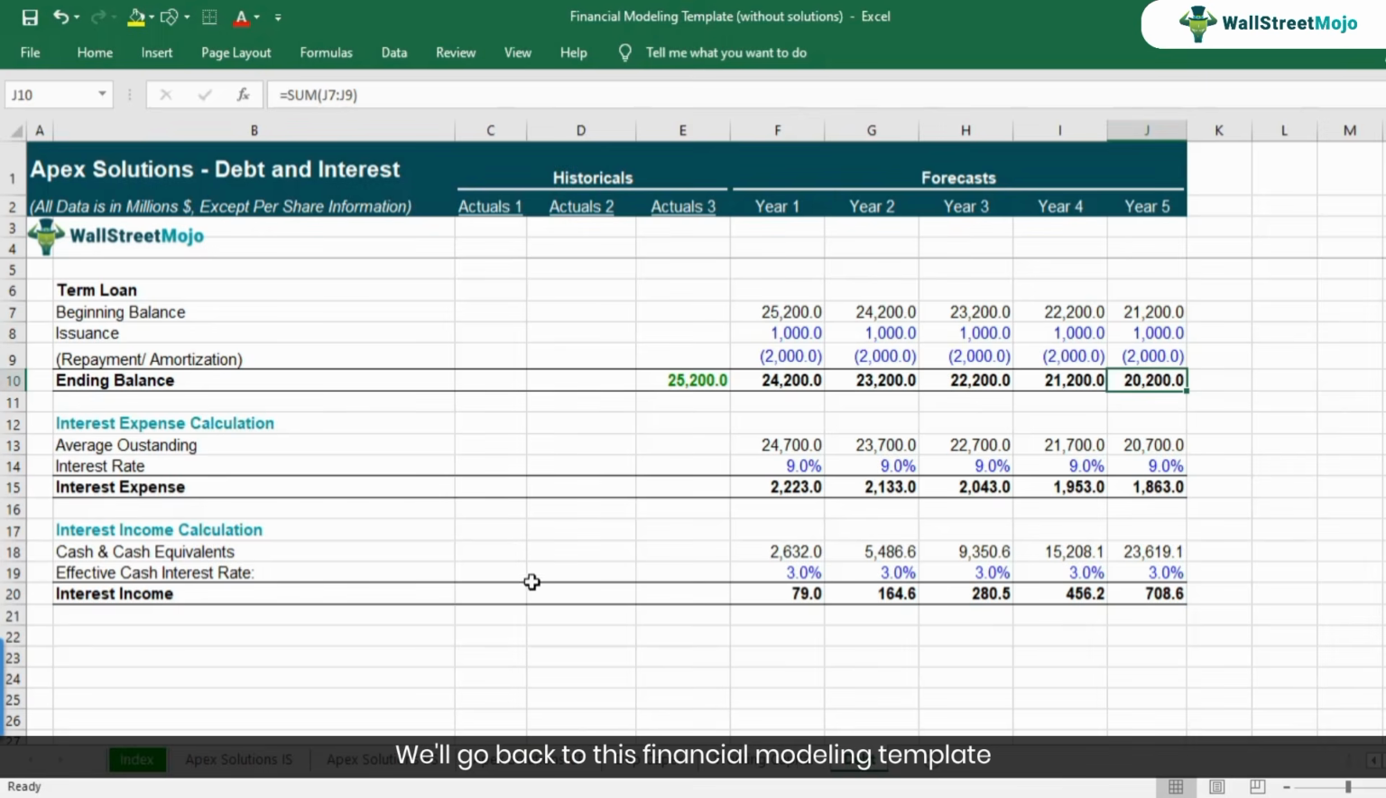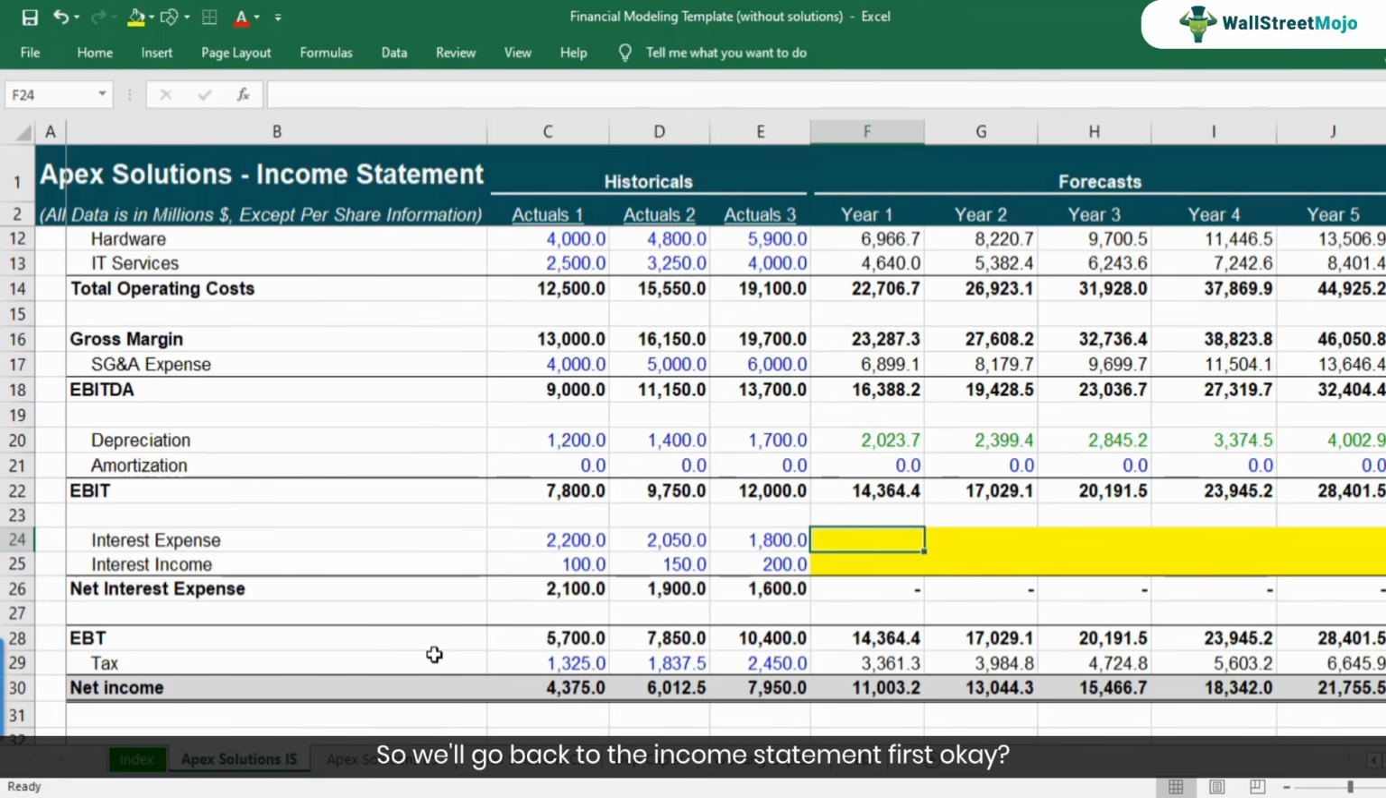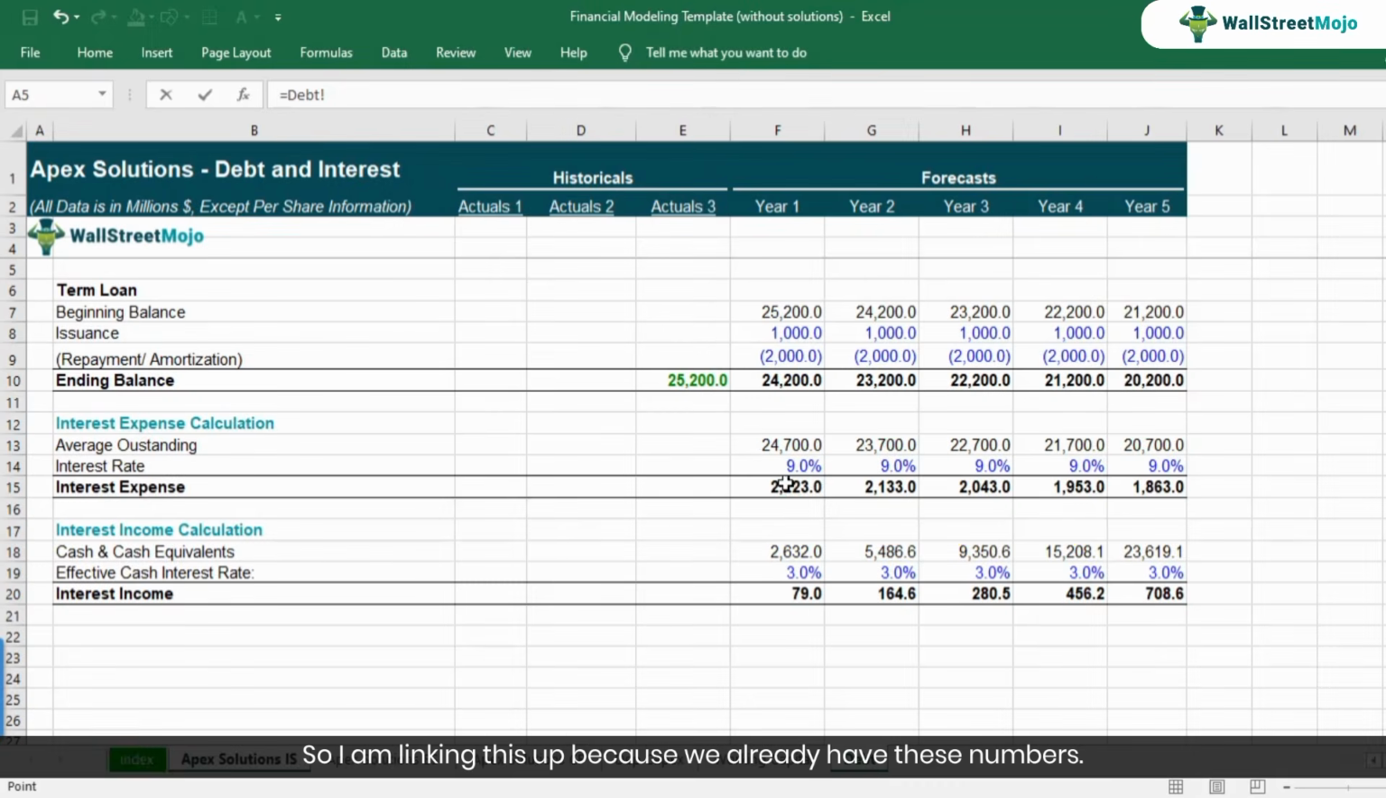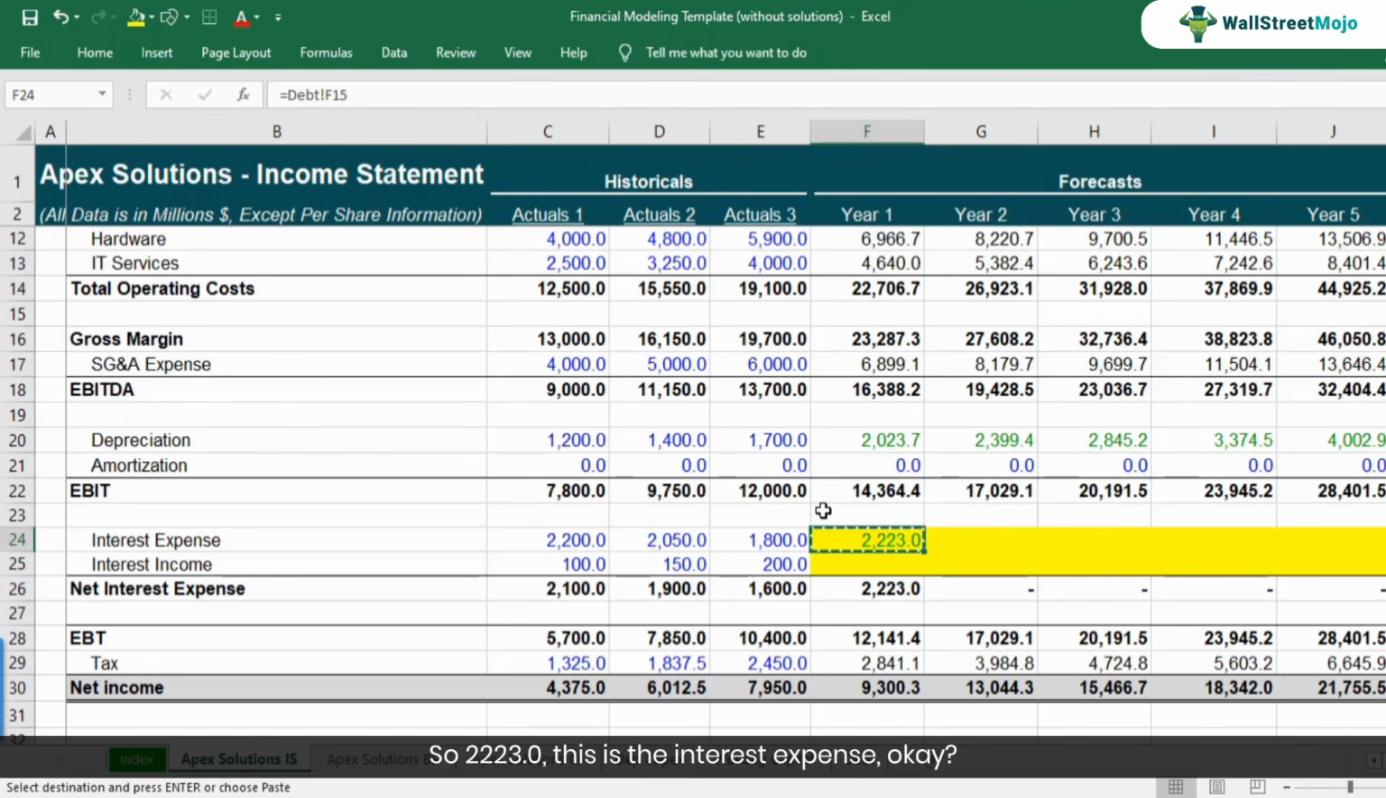We'll go back to this financial modeling template, and in our previous tutorial we looked at completing the debt schedule, right? Now coming to the other part of it, integrating everything and linking the missing parts. So we'll go back to the income statement first. Okay, so we have the debt items, right? Interest expense and interest income. So let's link this up. I'm linking this up because we already have these numbers. So 2223.0, this is the interest expense.